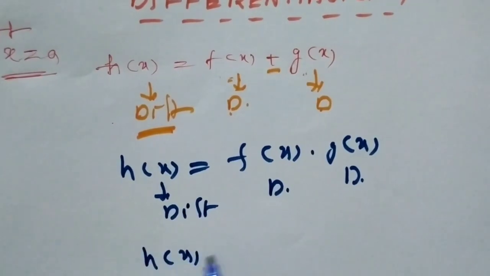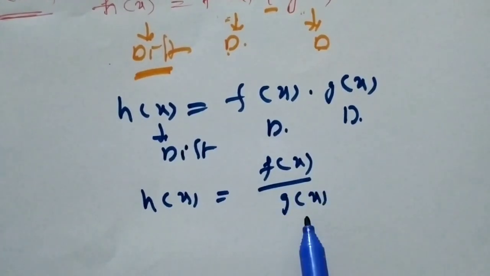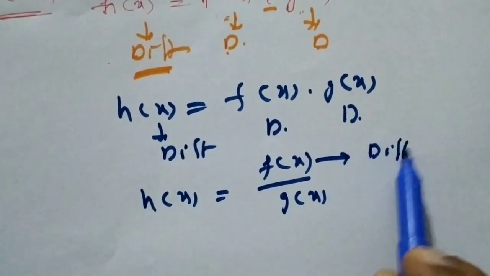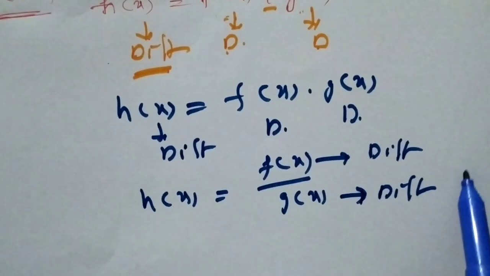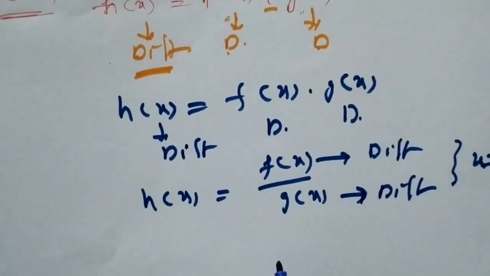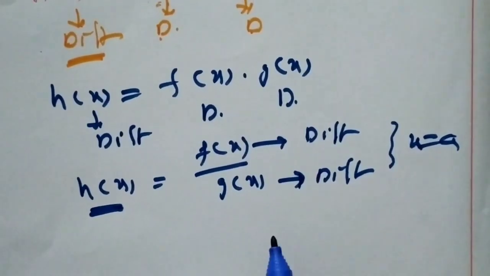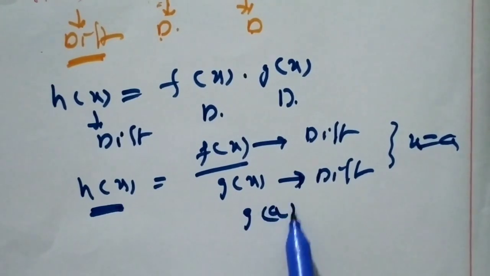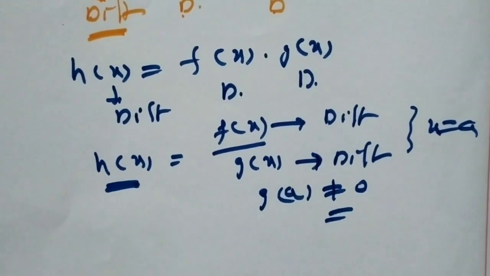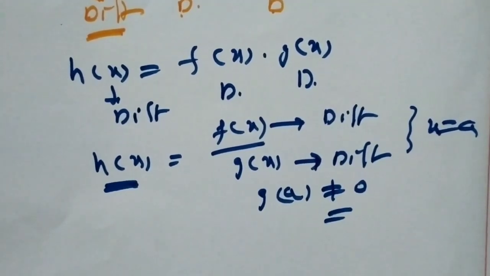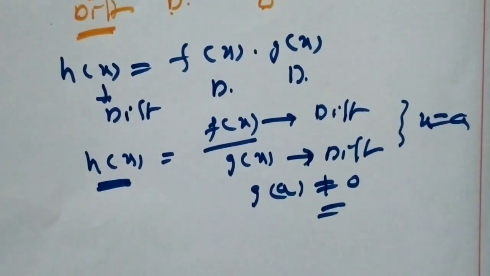Suppose h of x is equal to f of x by g of x, and f of x is a differentiable function at x is equal to a and g of x is also a differentiable function at x is equal to a. If these two are differentiable functions, then h of x is also a differentiable function. In this case g of a should not be equal to 0, that condition should be satisfied. So this is about differentiability of two functions. The sum, product or division of two differentiable functions is always a differentiable function.